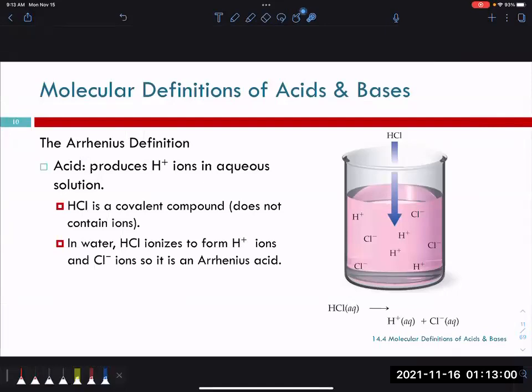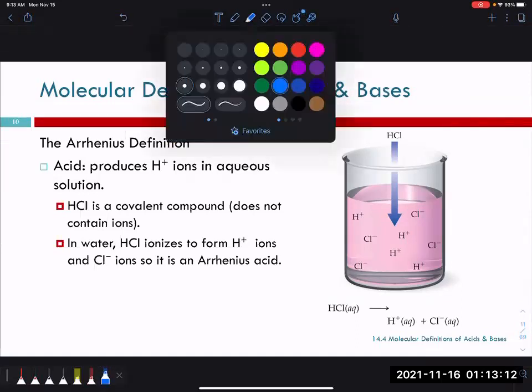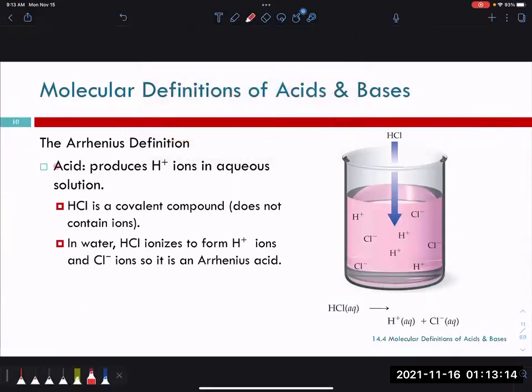All right. Back to these definitions of acids and bases. The Arrhenius definition of an acid is really just an acid. I should use red for acids. It produces hydrogen ions in aqueous solution.